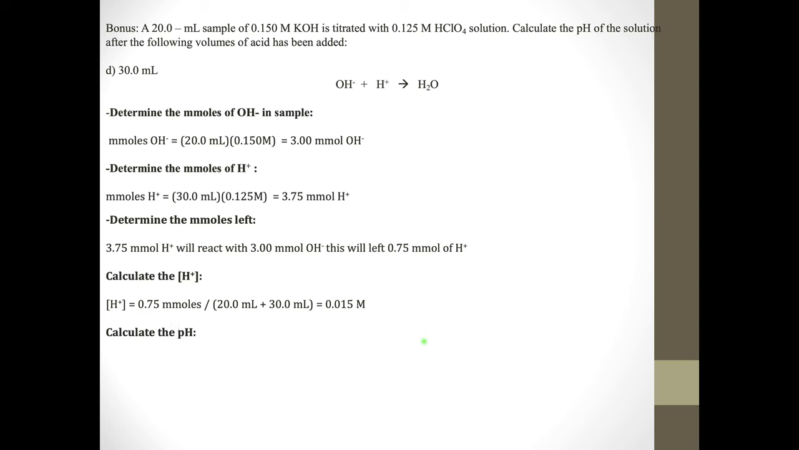Now we can calculate pH by using this concentration. Minus log of 0.015 is going to be equal to 1.82. This will be the pH of the solution after you add 30 mils of the perchloric acid to the 20 milliliter sample of potassium hydroxide.